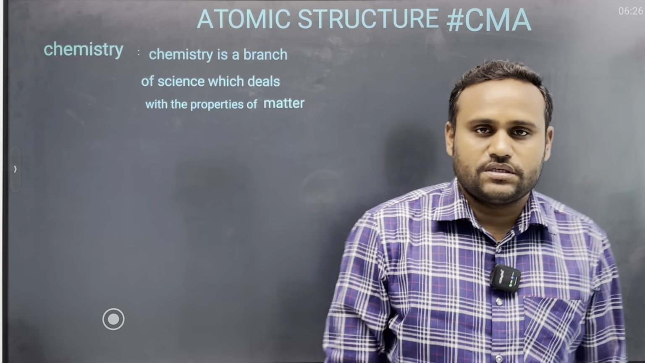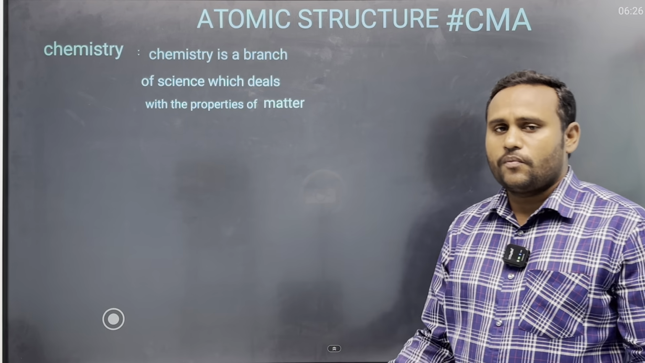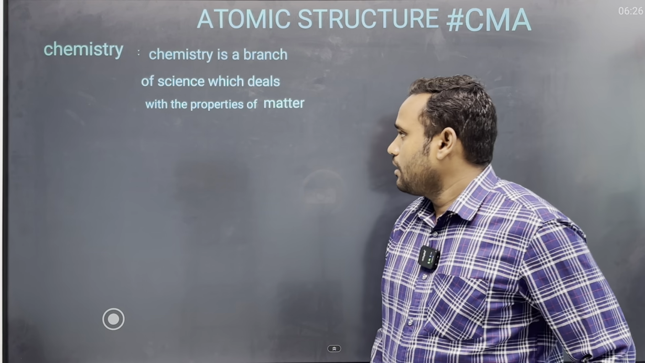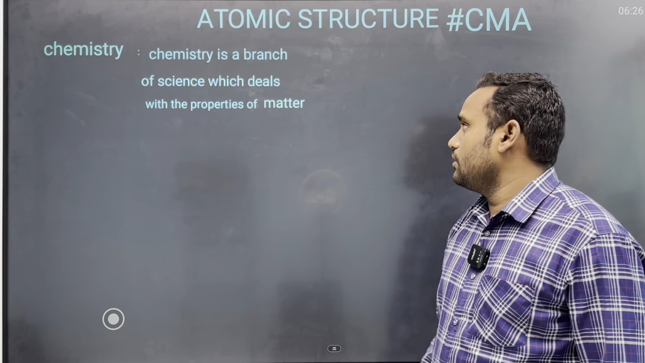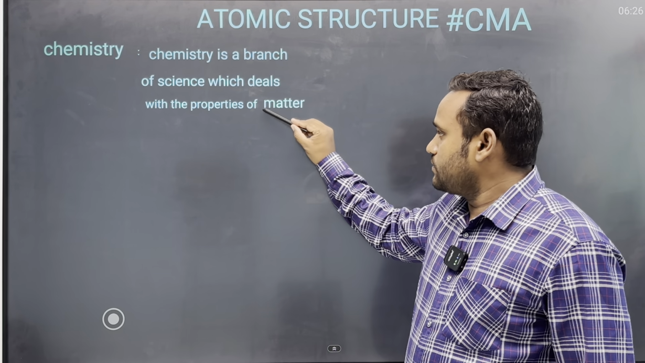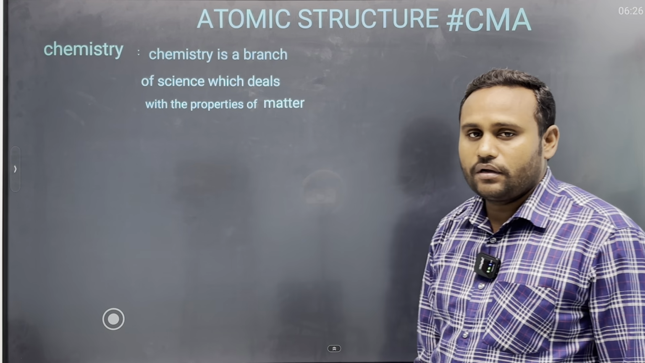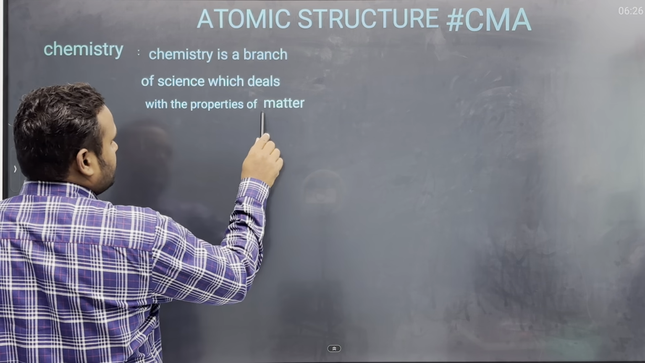Chemistry is a branch of science. We know what is science. Science is knowledge, knowing about ourselves, our surroundings, that all is known as what? Science. And chemistry is a part of science. It deals with the properties of matter, properties in the sense of physical and chemical properties. Now let us see matter. What is matter?